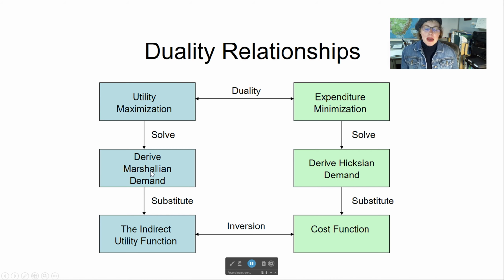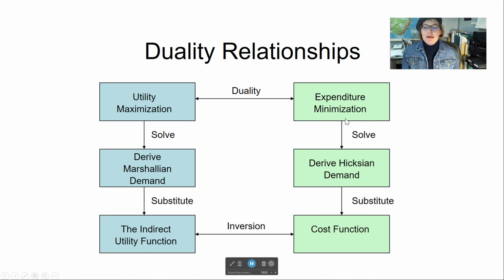And then when we put our x stars and y stars from ordinary demand back into the utility function, we get the indirect utility function. That is a function of income and prices instead of just the goods that you choose.